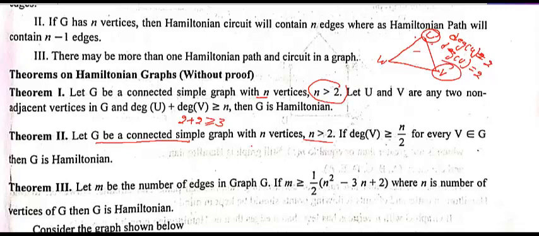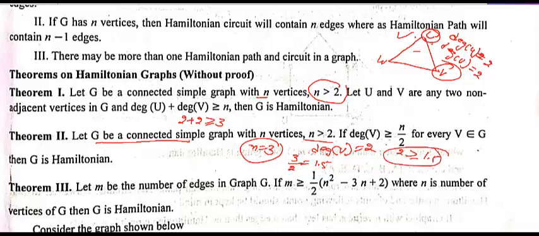What is n here? You can take the same example. What is n here? n is equal to 3. Correct? So degree of V is equal to 2. So 3 by 2 is equal to 1.5. So 2 is always greater than 1.5. So it is verified. Correct?